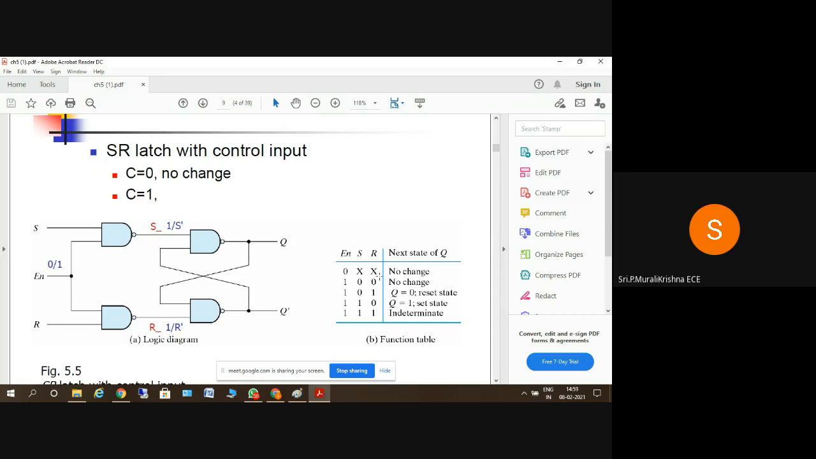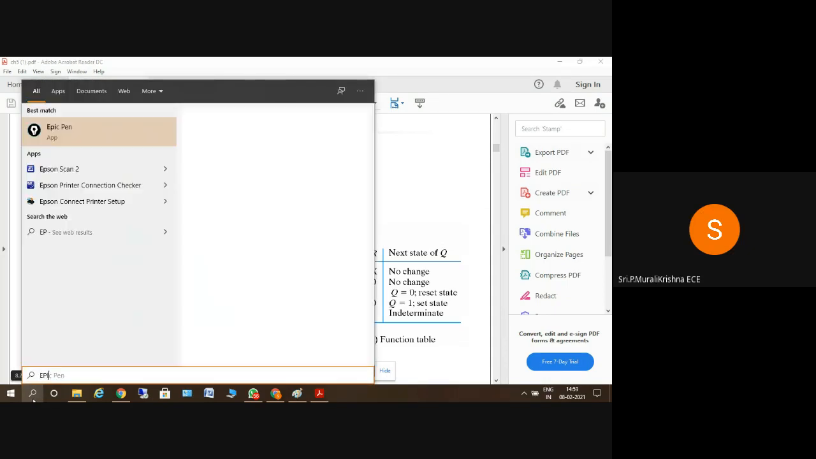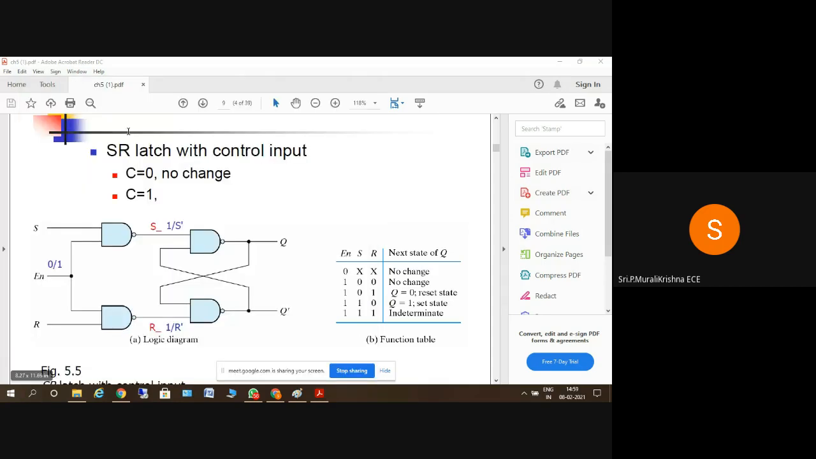Okay, so this will be the truth table here. We can check here: enable is equal to 0, irrespective of the values of S and R, there is no change in state. And when enable is equal to 1 only, we'll check the other cases here. So what are the cases here?